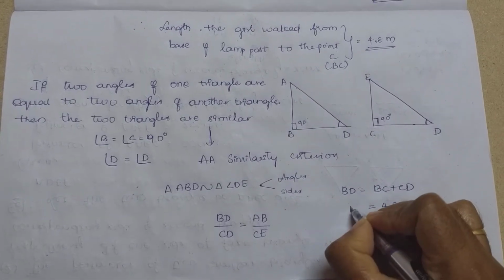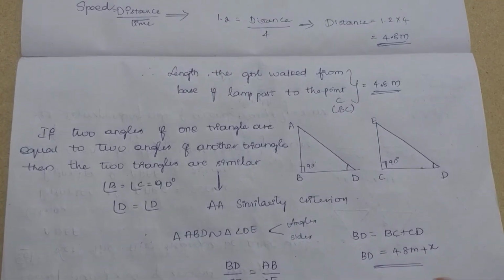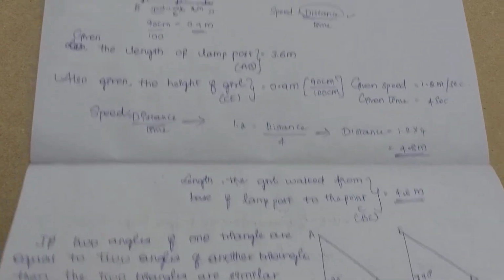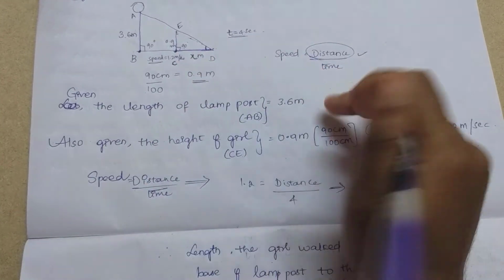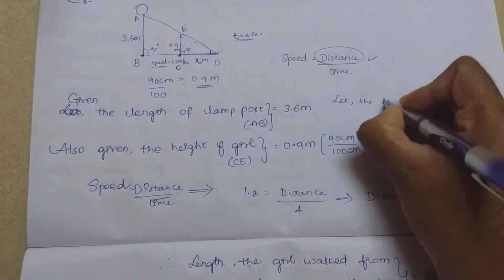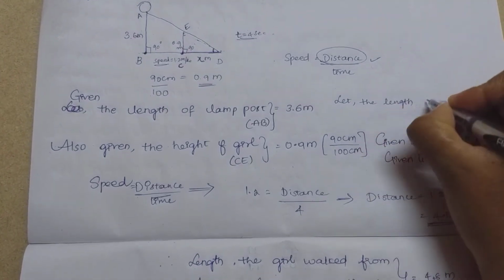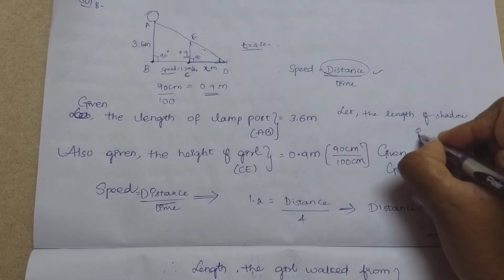So here BD equals 4.8 meters plus x. See in the figure we have discussed that x is nothing but the length of the shadow of the girl. We have written it in the figure, so in the explanation I didn't write it here. So let the length of shadow of the girl be x.